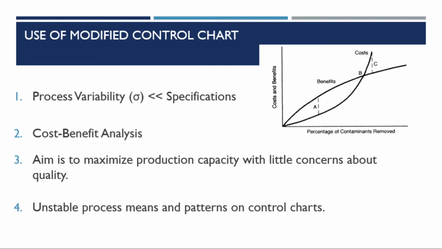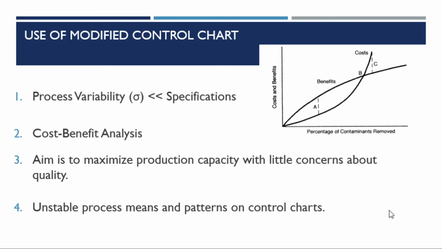One more indication to shift from a standard control chart to a modified control chart is when the process mean keeps wandering and is not stable. When the mean keeps changing and we can observe some pattern, like a steadily increasing or decreasing trend, a cyclic pattern, or some mixture pattern, then we should consider shifting to modified limits.